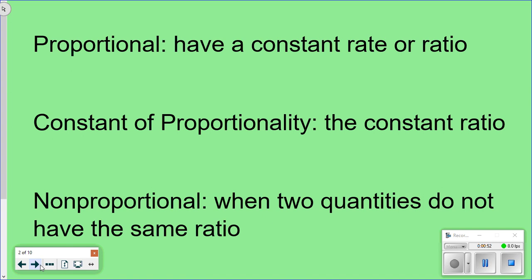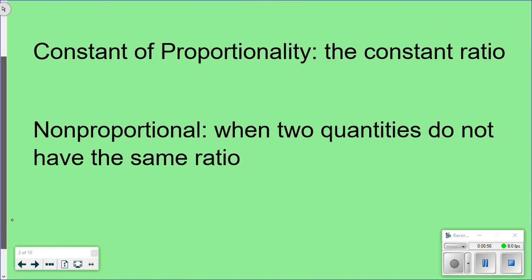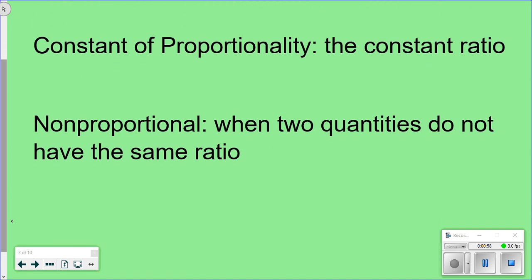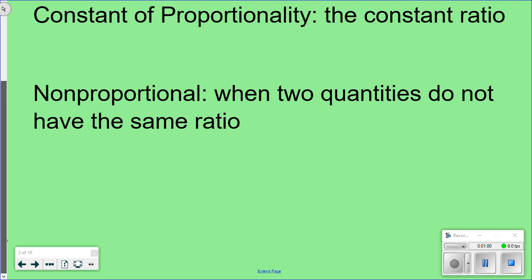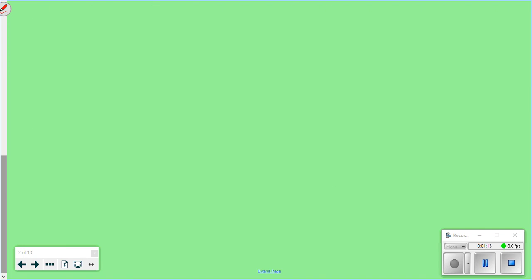Non-proportional means when two quantities do not have the same ratio. In other words, they're not consistent and they're not in proportion. A long time ago, we talked about 3 ways to tell if something is in proportion. So let's just write that down. 3 ways to tell if in proportion.